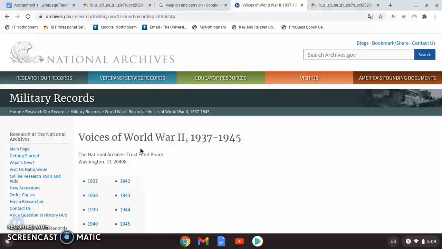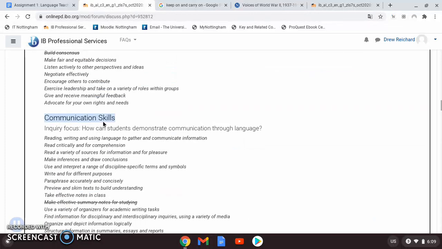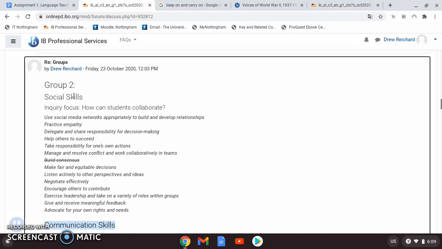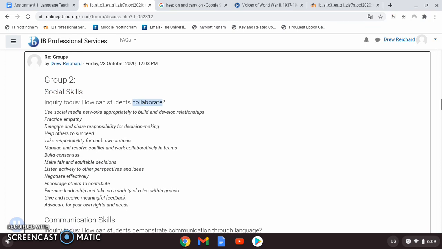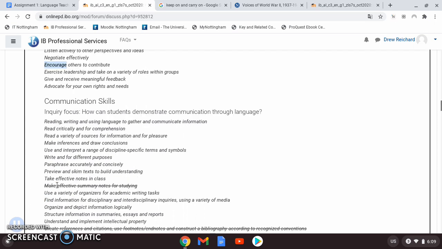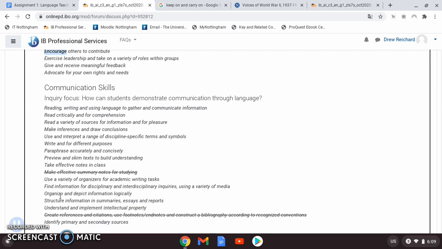So that is visual, and that's the activity, which focuses again on communication skills and social skills and how students particularly can collaborate by delegating, negotiating, and encouraging others to contribute, and being organized and able to structure information.